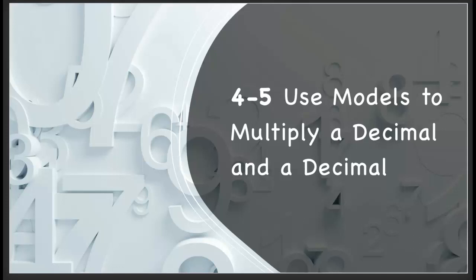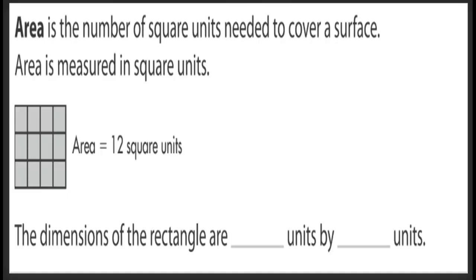And so we're going to work our way through 4 or 5 using models to multiply a decimal and a decimal. Basically, we're looking at area. So that's the first thing we're going to talk about. Area is the number of square units needed to cover a surface. Area is measured in square units. So this area right here is equal to 12 square units because there are 12 little squares in this one large box. So really, we could also look at this as an array.